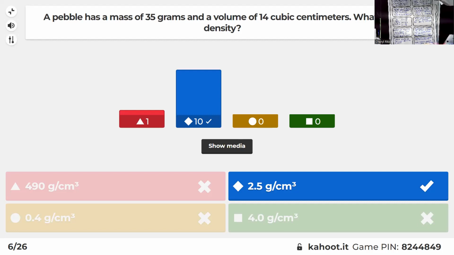All right, looks like we all got it, 2.5. Now one. Miguel. Mass over volume. My guess is that one was multiplying. So remember the magic triangle: mass, density, volume. Cover up the D, you're left with mass on top, volume on the bottom.